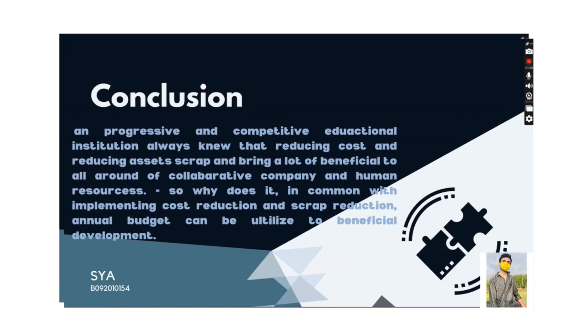Conclusion. A progressive and competitive educational institution always knows that reducing cost and reducing asset scrap can bring a lot of benefits to all collaborative companies and human resources. So why is it common to implement cost reduction and scrap reduction? The annual budget can be utilized for beneficial development.